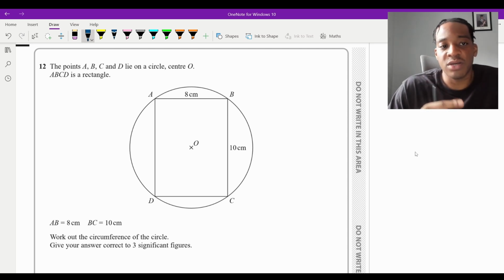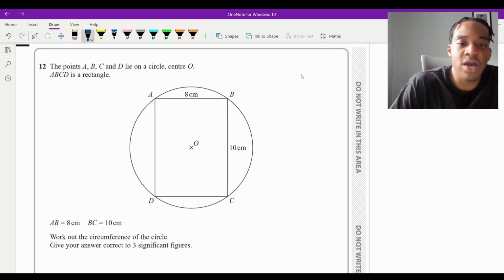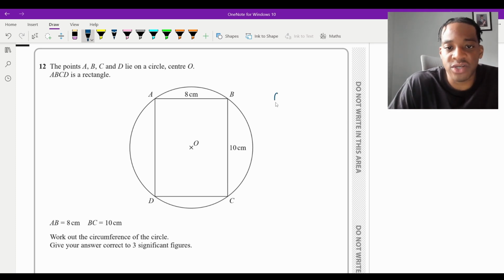Okay, now firstly, they're asking us for the circumference of the circle. We need to know the formula for the circumference of the circle. And I'll just put this here. The circumference of the circle, there's two formulas for it. There's either pi d, so pi times the diameter, or you can use 2 pi r. So either one of these formulas is perfectly fine to use. So let's continue to see what happens.